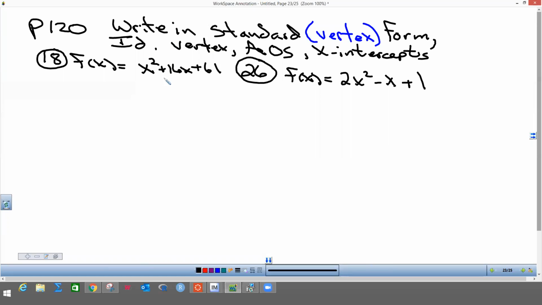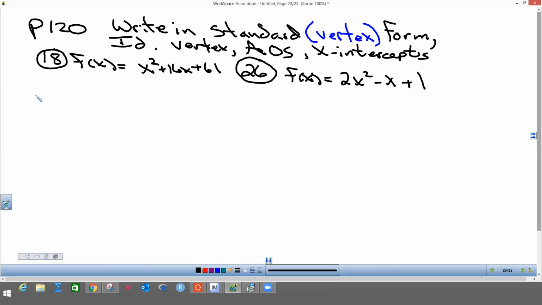So I'm supposed to take this general form of an equation and write it in standard form, which I put as vertex because you find the vertex. And then we're going to name the vertex, get the axis of symmetry, and find the x-intercepts. So I'm going to do this problem right now.